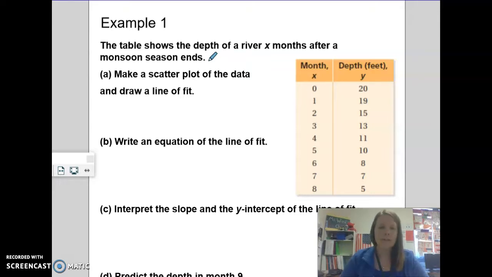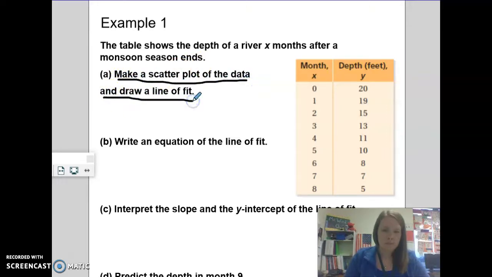Okay, so where it rains nonstop for 30 days and it just continues to rain and it ends up flooding things. Okay. What our first direction asks us is to make a scatter plot of the data and draw a line of fit. Right now, let's just worry about creating that scatter plot. Then I'll talk you through how to make this line of fit.